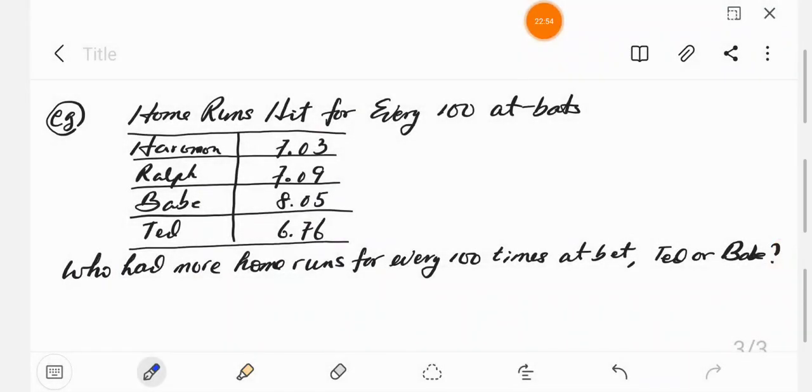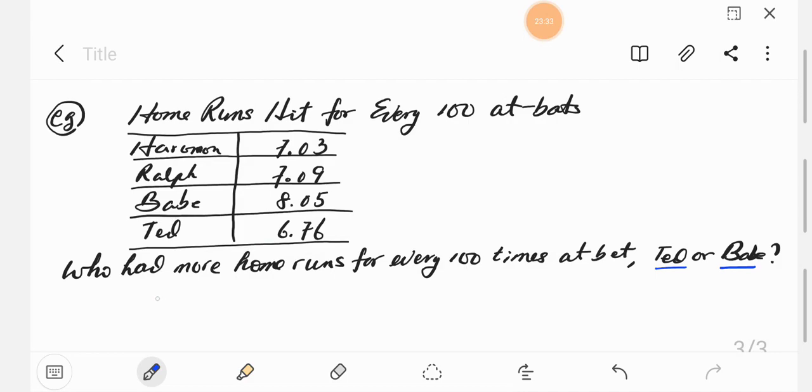Okay, lastly, this is an application question. Okay, here's a table. This table shows the number of home runs hit for every 100 at bats. So the question is, among these 4 players, who had more home runs for every 100 times at bat? Okay, so is it Ted or Babe? Well, what is the number of home runs?